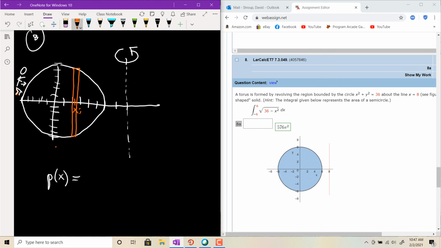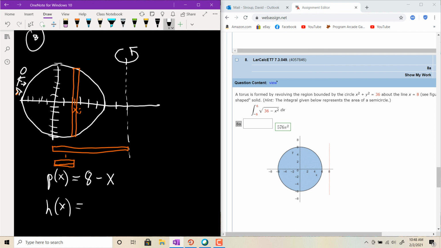It's the difference between the distance to the axis of rotation and the distance to the rectangle from the y-axis, for this particular red rectangle we're dealing with. So the distance to the axis of rotation is just 8, and then you're subtracting away the distance to the rectangle, which is located at position x of i, so just 8 minus x. Okay, the height function, h of x, is then going to be given by the height of this rectangle.